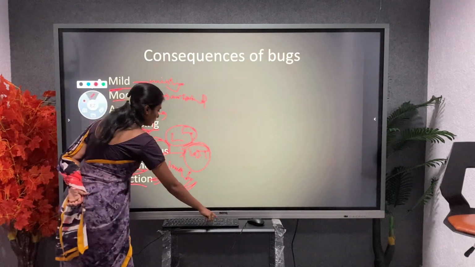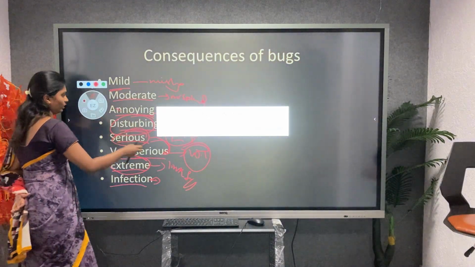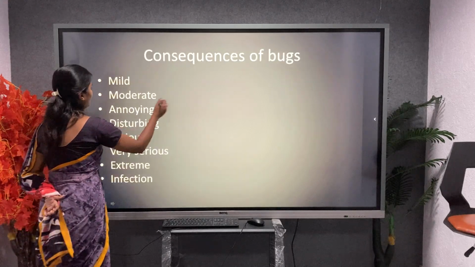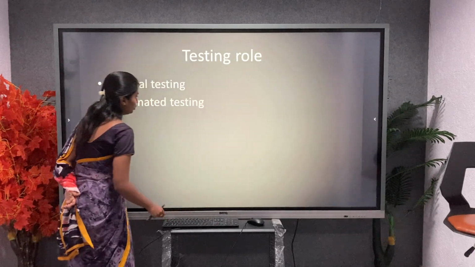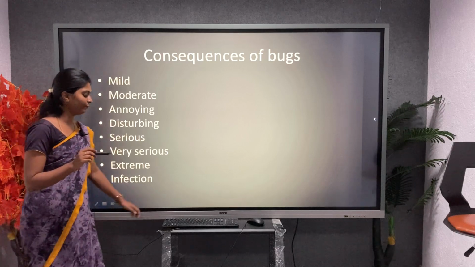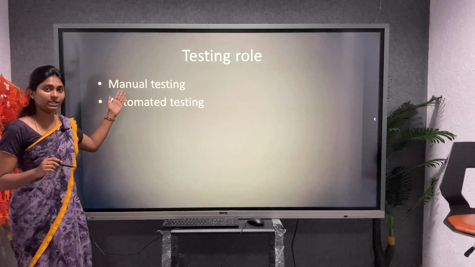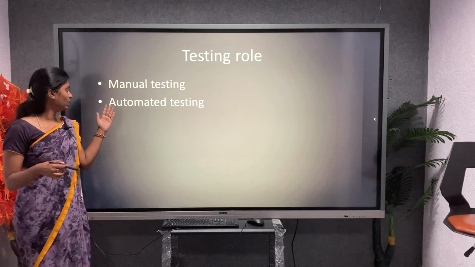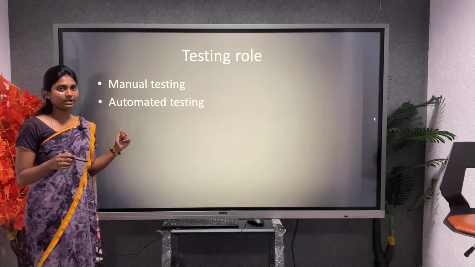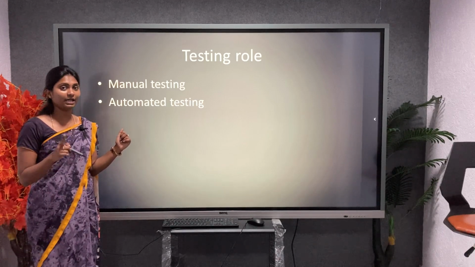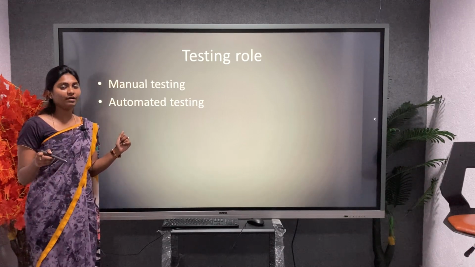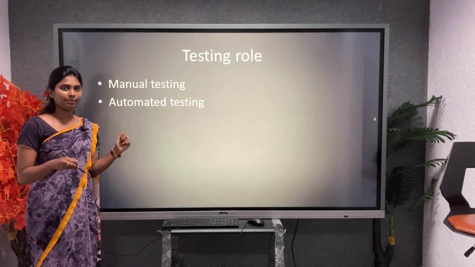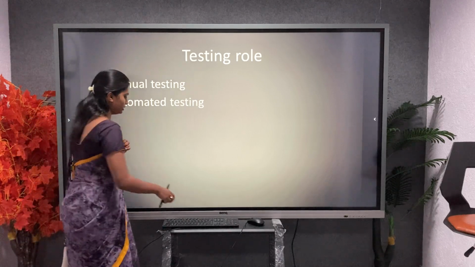Fine. So next we will go to the previous topic which I have already discussed, the testing: manual testing and automated testing. What is manual testing? It is defined by the users, each and every step they will define. Coming to automated testing, I already said that it is identified by the tools given by the industry. Based on the tools only, we are developing the project.